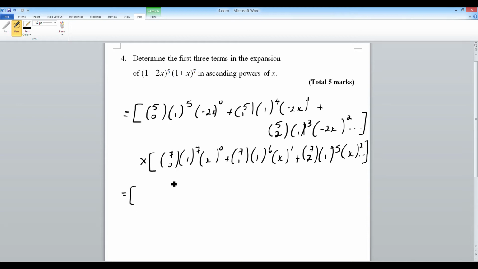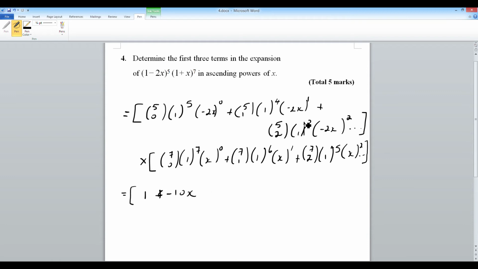Let's go and simplify this. If I simplify this first term, 5C0 will give me 1. 1 to the power of 5 will also give me 1. (-2x) to the power of 0, anything to the power of 0 gives me 1. So that is the value of the first term. 5C1 is going to give me 5, multiplied with 1 to the power of 4, which stays the same, multiplied with (-2x) to the power of 1. So 5 multiplied with -2 gives me -10, so this will be -10x.